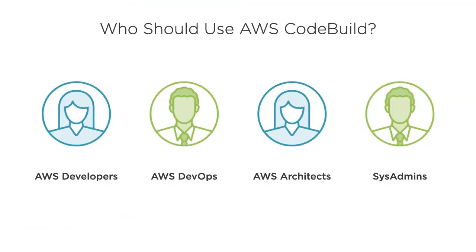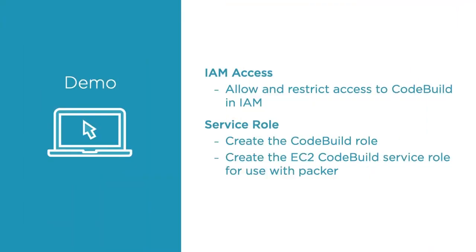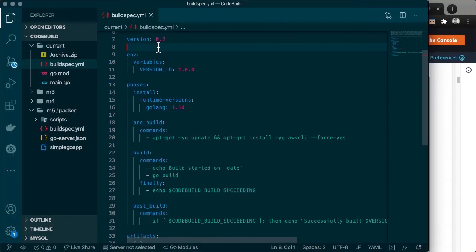This course is going to be focused on Amazon Web Services CodeBuild. CodeBuild is a super powerful automated build service from AWS that allows you to build artifacts in a number of ways.